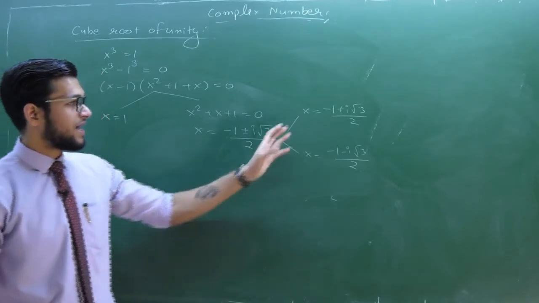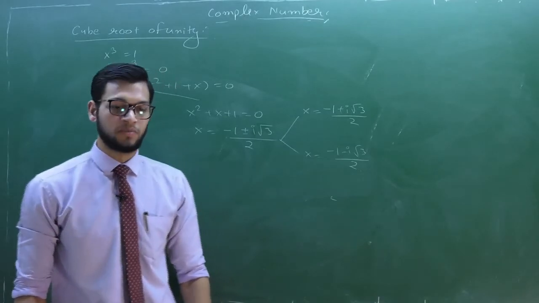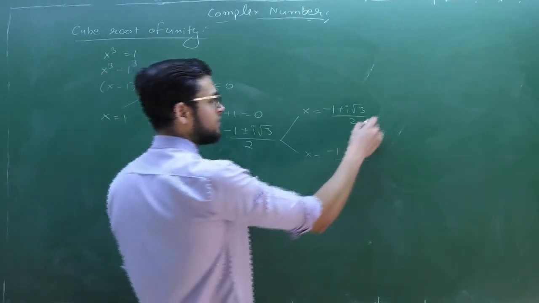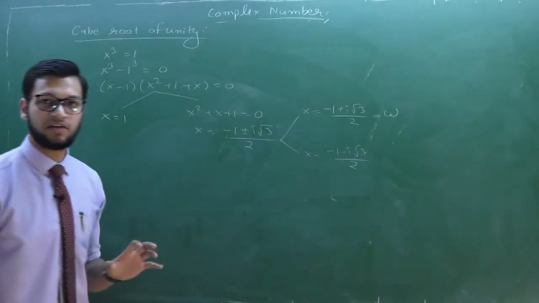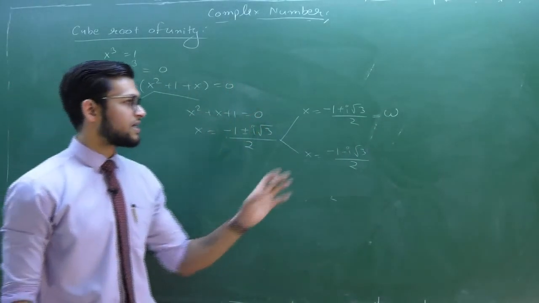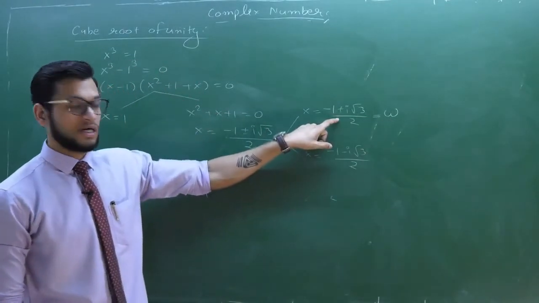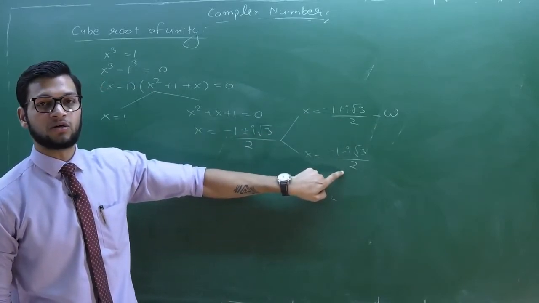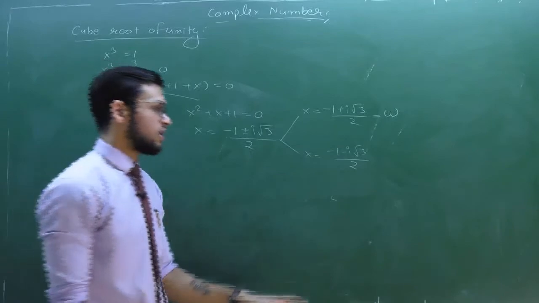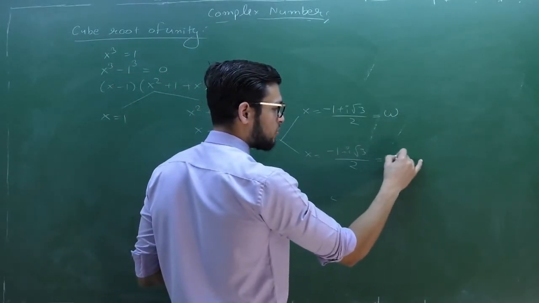So now we have x as minus 1 plus iota root 3 by 2 and minus 1 minus iota root 3 by 2. Now if we call this term omega, it means we have given it a name, omega. Now if we square this term, then we have minus 1 minus iota root 3 divided by 2. Now we can say that this term will definitely equal omega square.